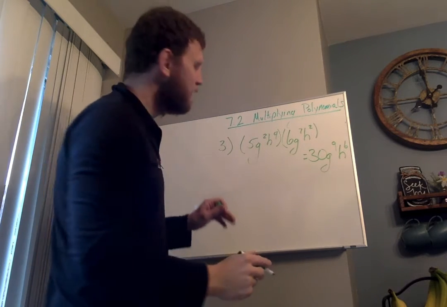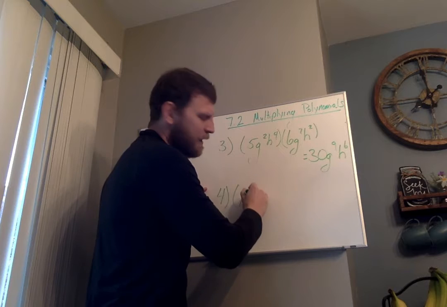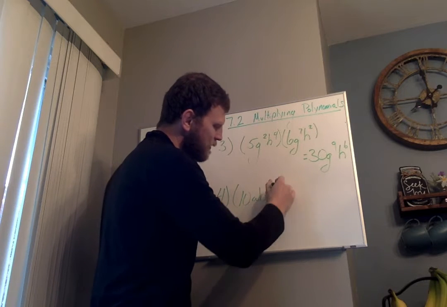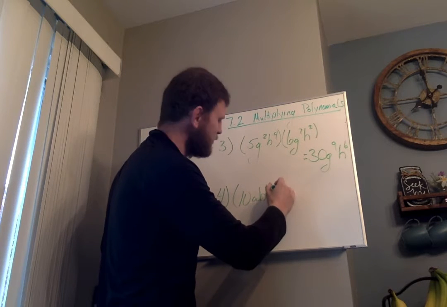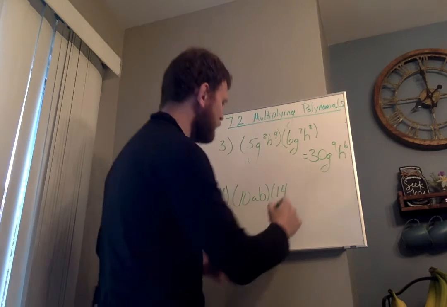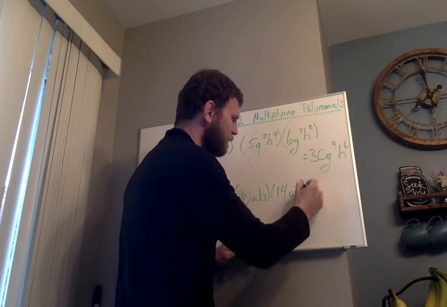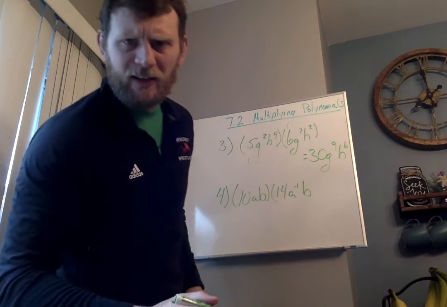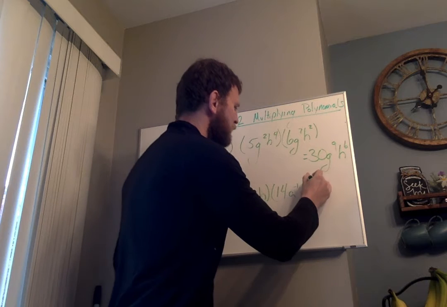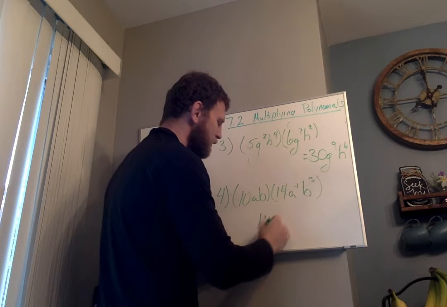All right? The last one here is 10ab times 14. Now this is a negative exponent. It's not going to really change the problem too much. Okay, so a to the negative first, b to the third. So what we're going to do here is 14 times 10, that's 140.